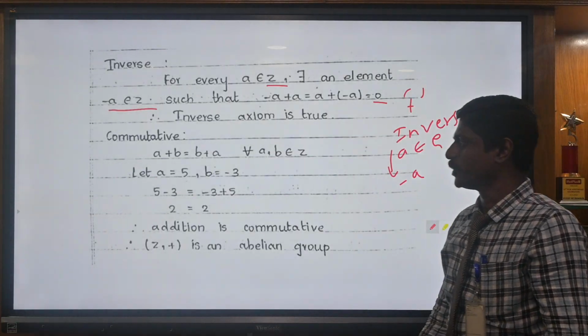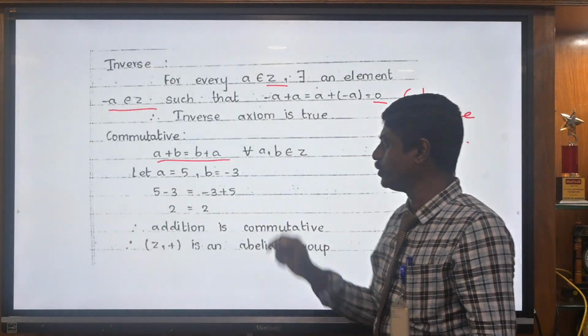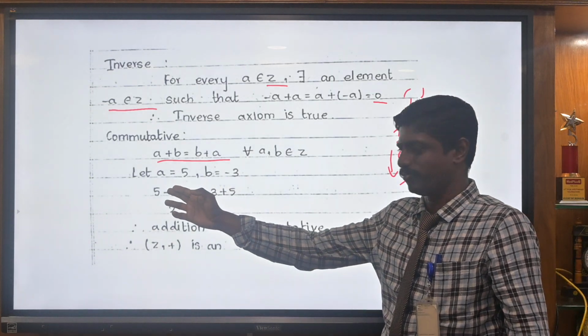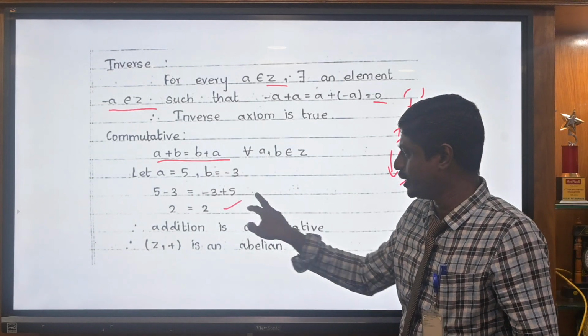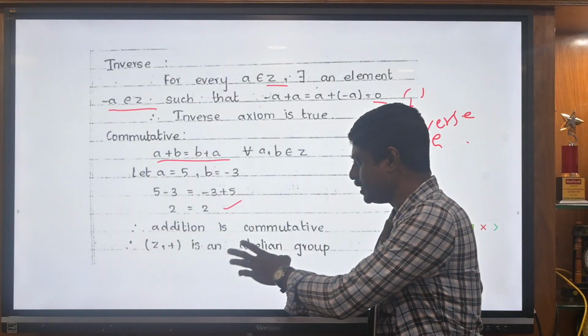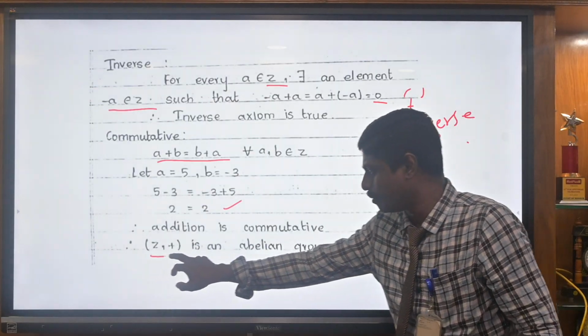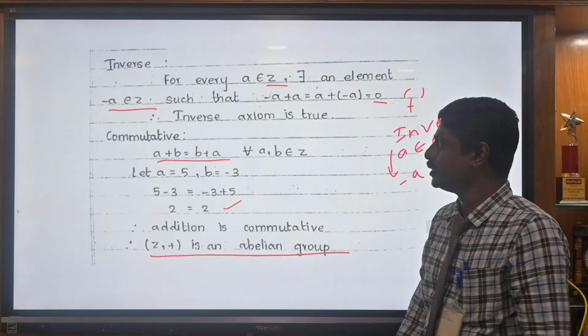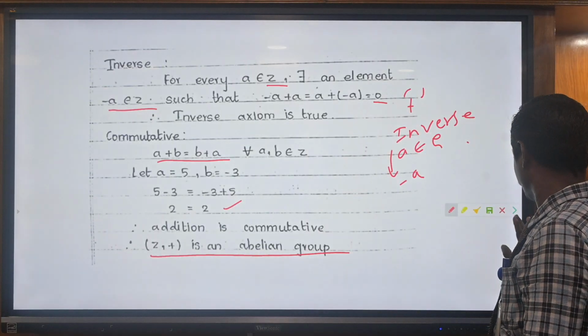And the final one is the commutative law. It's very simple. A plus B equals B plus A. I consider A equal to 5, B equal to minus 3. I just substitute, LHS equals RHS. Therefore, addition is commutative. Therefore, the set Z under addition is an abelian group. So here I proved the abelian group.